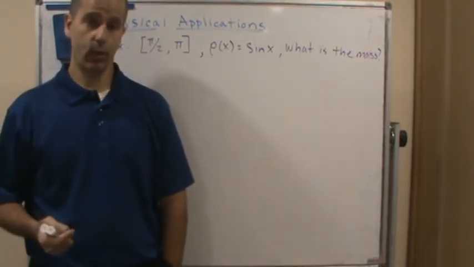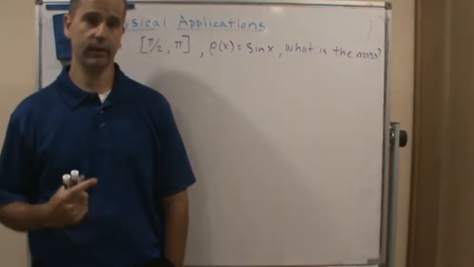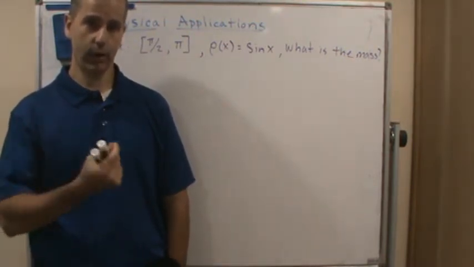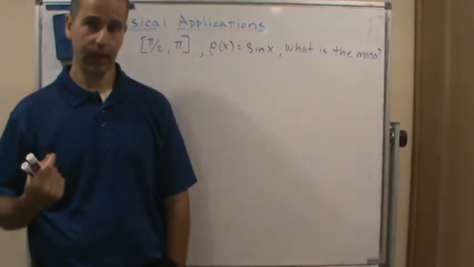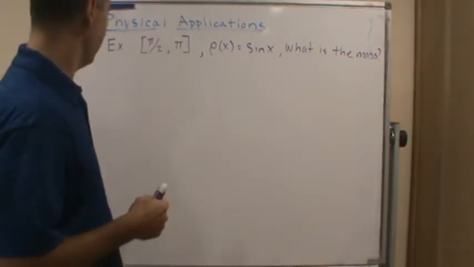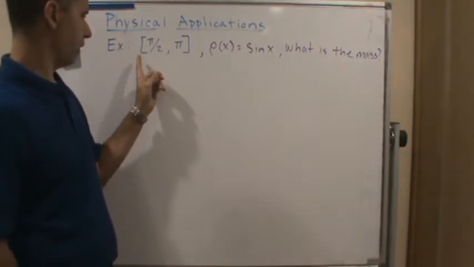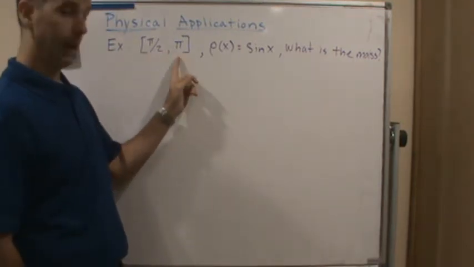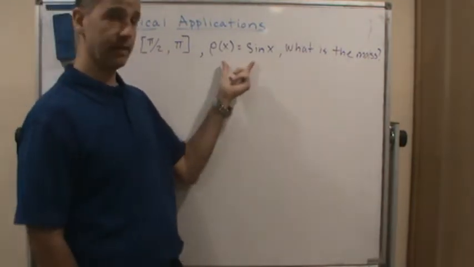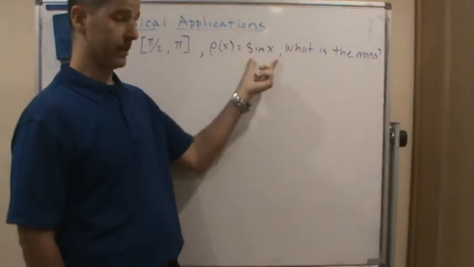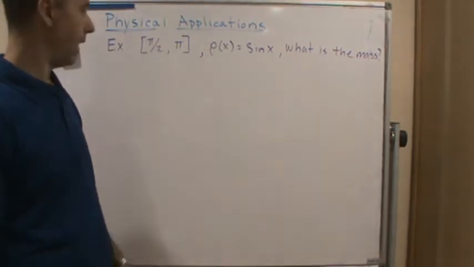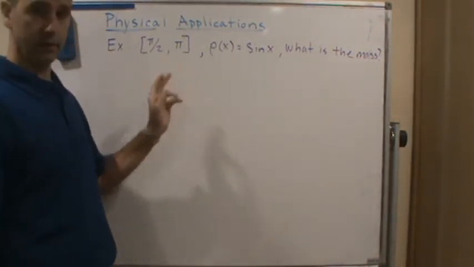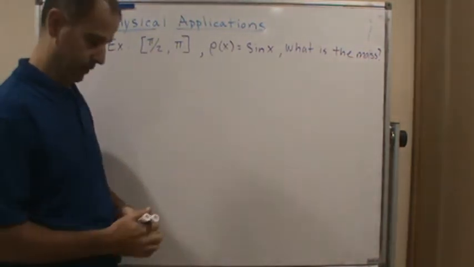We're going to do an example figuring out the mass of a rod. In this case we have a thin rod that's oriented along the x-axis, and its length goes from pi over 2 to pi, and here's the density function. It's going to be sine x. We want to know what's the mass of this rod on this interval, given this density function.